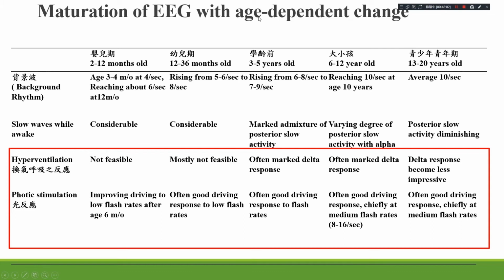The maturation of the EEG is also an age-dependent change, which we summarize in this table. The background, as we know, gradually increases in frequency of the alpha rhythm. It actually appears at 5 years old and reaches 10 Hz at 10 years old. Slow wave while awake is considerable before 3 years old. And in school age or preschool age children, it is markedly admixed with posterior slow waves, which is normal, and variable degrees of posterior slow wave with alpha is normal as well. And this is the hyperventilation and photic stimulation response in different age groups for your reference.